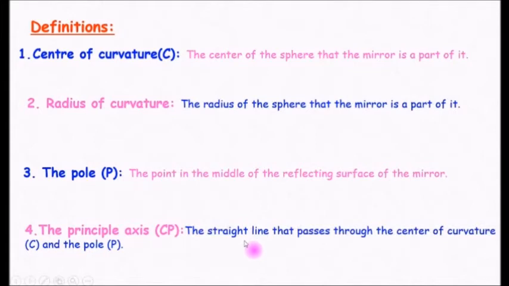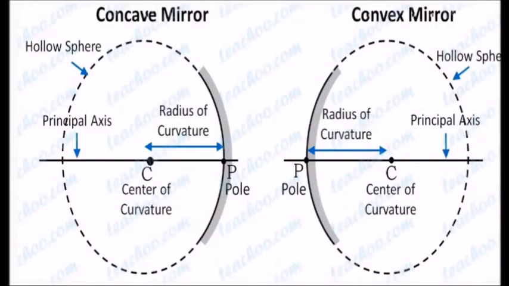Principal axis, it is a straight line. It's not a distance, it is a straight line that passes through the center of curvature and the pole. So it is the line which passes by 2 points, which are center of curvature C and the pole P. So this is the principal axis. We have only one single line that passes by those 2 points, which is called principal axis. So each mirror contains only one principal axis.